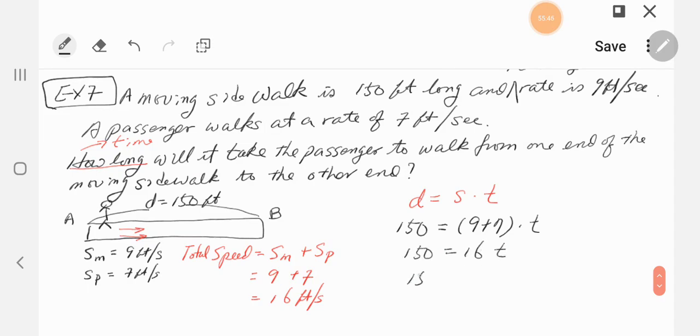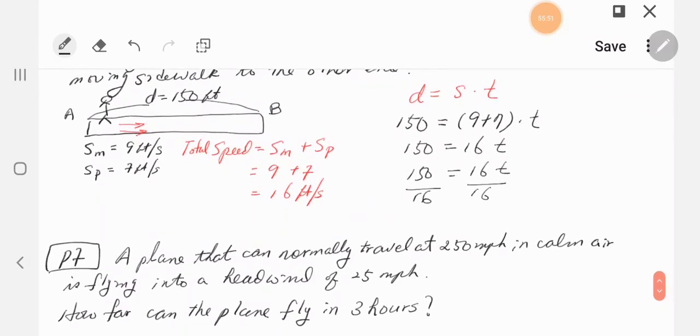150 equals 16t. And divide each side by 16, right? 150 over 16 is 9.375, equals t, right? So this means it will take the passenger 9.375 seconds. All right.